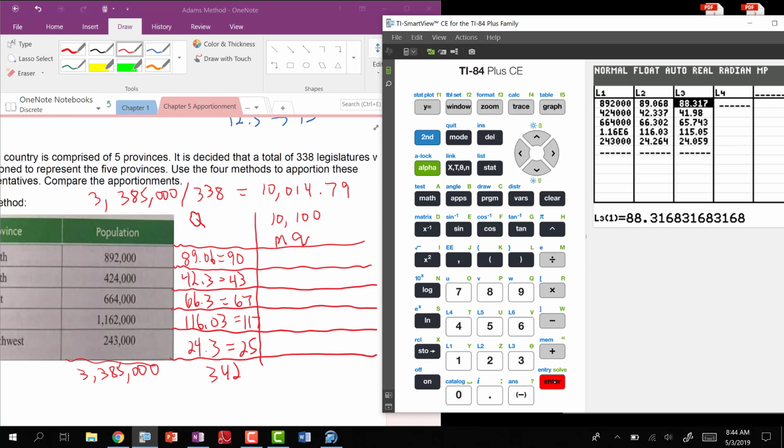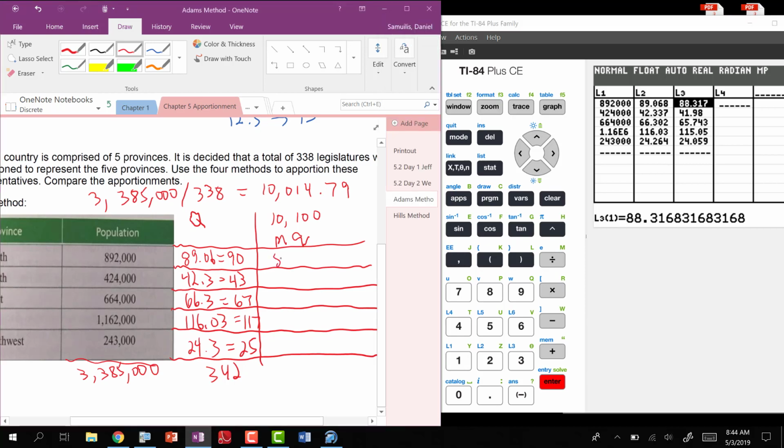What's 67.6 become? Or 0.7? Help me, help you. 67. And then 24.059 becomes what? 25. So I'm going to write these real quick. 88.3 becomes 89. I lost 1. All right, so this isn't going to be great. 41.98 becomes, I'll just put 0.9 even though it's not really. That becomes 42. I lost 2. Now I'm at 340.